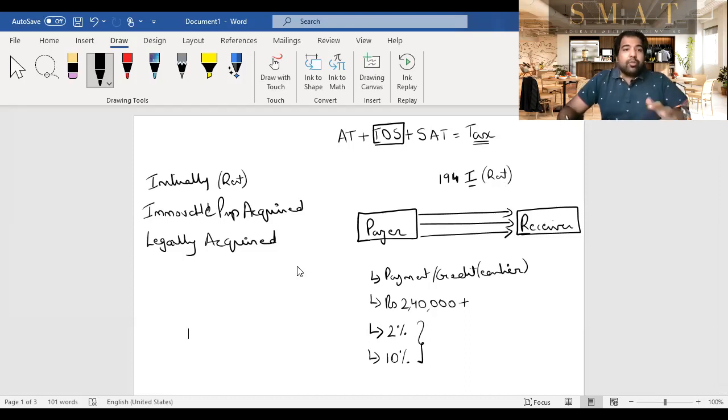The rent threshold is 2,40,000. What are you taking on rent? Land and building, plant and machinery, or furniture. For plant and machinery, it's only 2% because there's not too much margin, honestly, for the other person there. For furniture and for land and building, it's 10%.